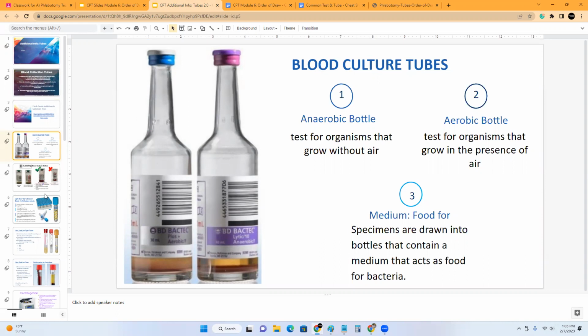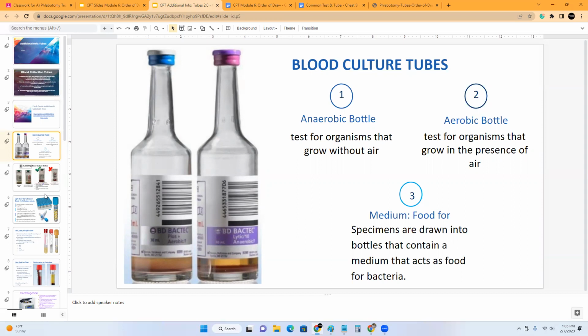Okay, so how do we remember this? An is a term or a prefix for not. So not air growth. So anaerobic, not for air. Aerobic is with air. Okay. Anaerobic, not air. Aerobic, air. So organisms that grow without air are anaerobic. Organisms that grow in air, aerobic.